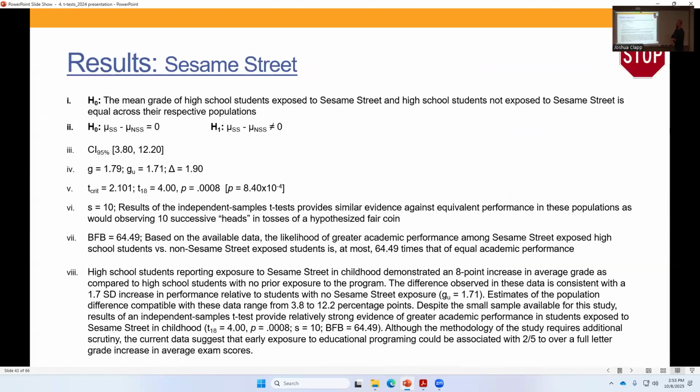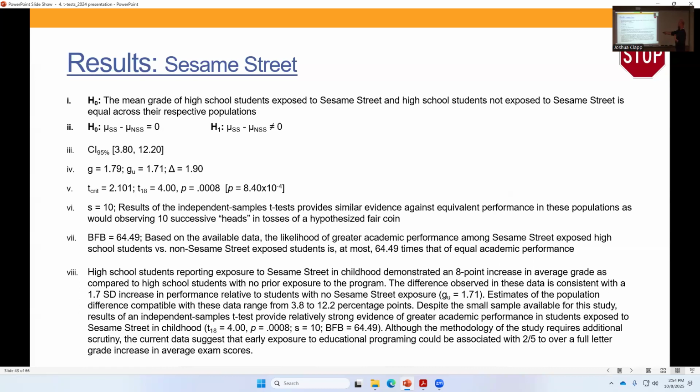All right. So, results of our Sesame Street example here. For our null model, we're saying the mean grade of high school students exposed to Sesame Street and high school students not exposed to Sesame Street is equal across their respective populations. Again, notice here, and please make sure that you're doing this, I'm not just saying there's no difference between these populations. I'm actually specifying what these populations are. What are we actually looking at, right? Mean grade. So again, packing that in there forces us to think carefully about what we are doing, what we are testing, and who we are trying to generalize this to.